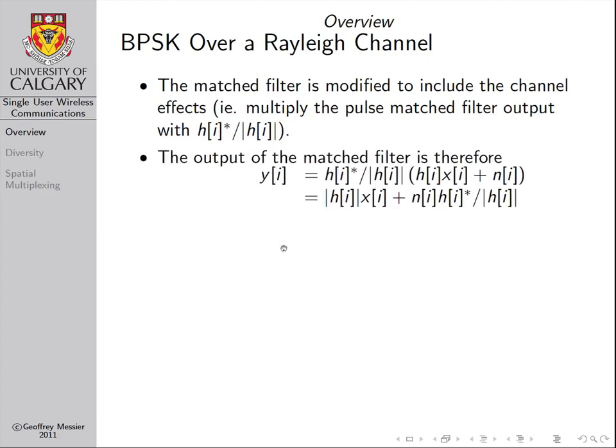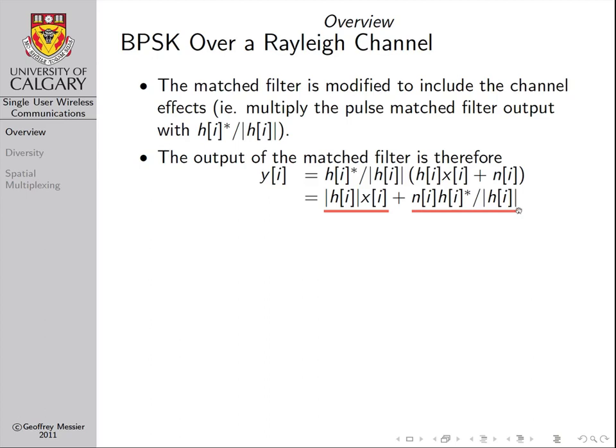So to be a little bit more complete, the output of our matched filter, y, if y is our output sample, is equal to our received signal, x times h plus n, multiplied by our channel term, the complex conjugate of h normalized by the magnitude of h. When you expand out these brackets, you get a desired signal term, x multiplied by the magnitude of h, plus noise multiplied by the conjugate of the channel divided by the magnitude of h.